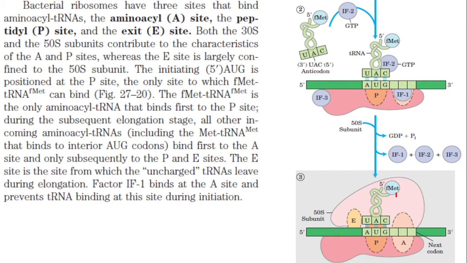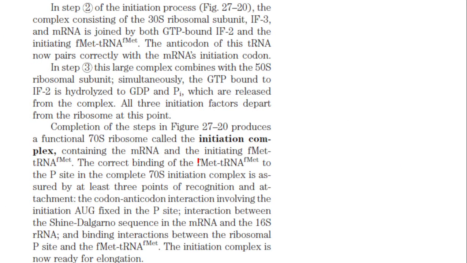Formyl methionine is being transported by the first tRNA. This is the codon and this is the anticodon. Codon is there in the P site, anticodon is there complementary. Exit site is there. A site is empty. Remember, A site is empty. Initiation factors 1 and 2 and 3 are going out along with the hydrolysis of GTP. And that is what we told so far. The initiation complex is formed there, ready for elongation.